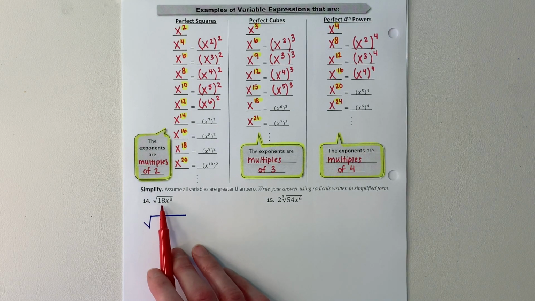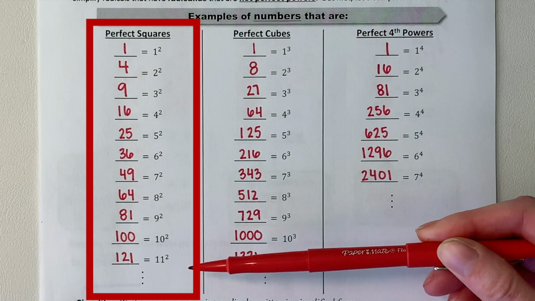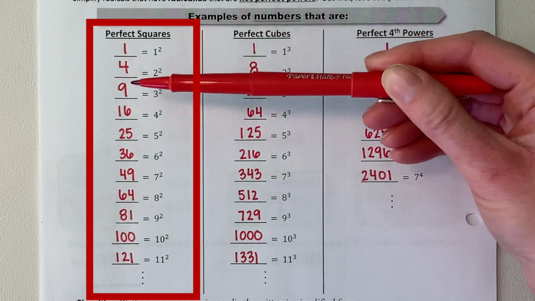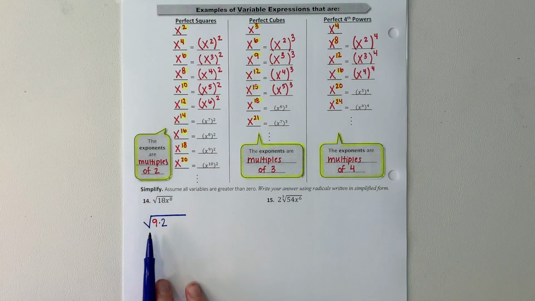So since 18 is not a perfect square, we need to find the largest perfect square that multiplies evenly into 18. If you look back at our chart of numbers that are perfect squares, you'll find that the largest perfect square that multiplies into 18 is 9. So we're going to rewrite 18 as 9 times 2. Next, let's look at the variable.